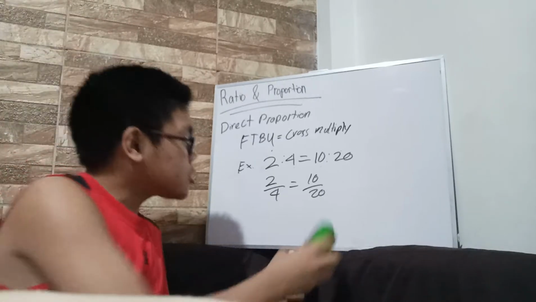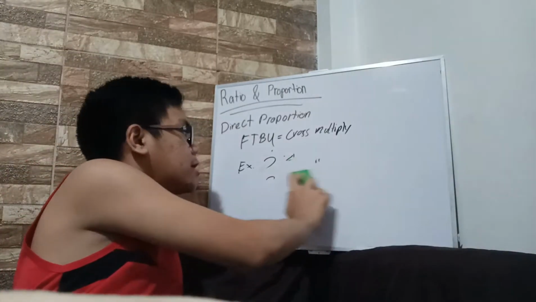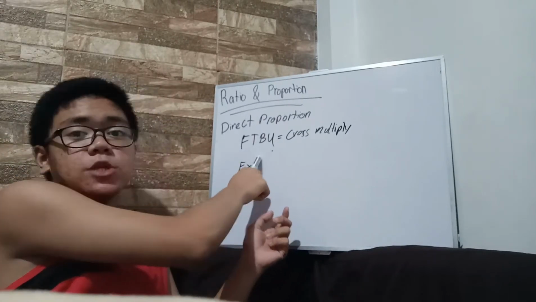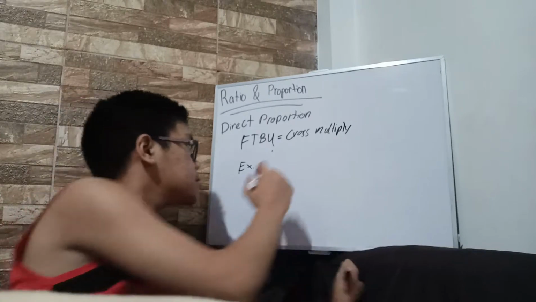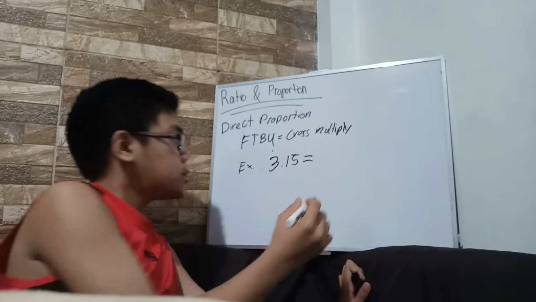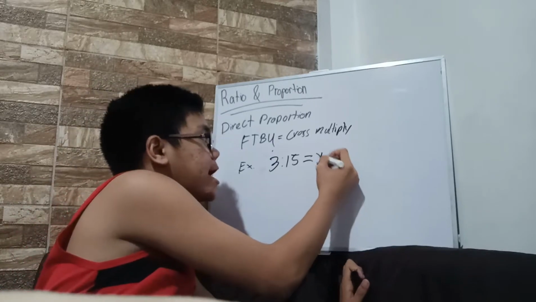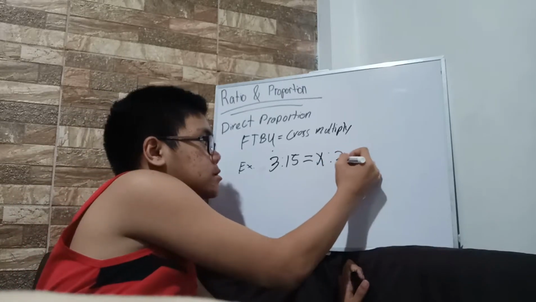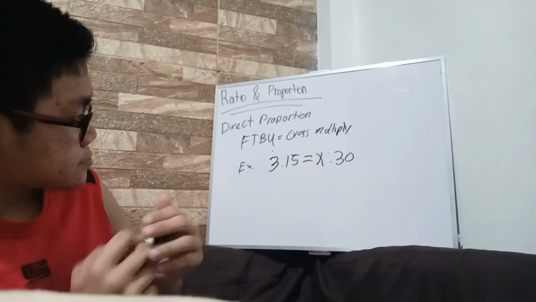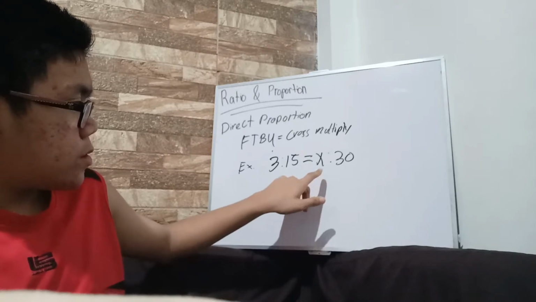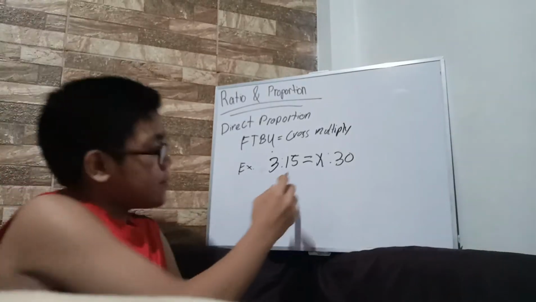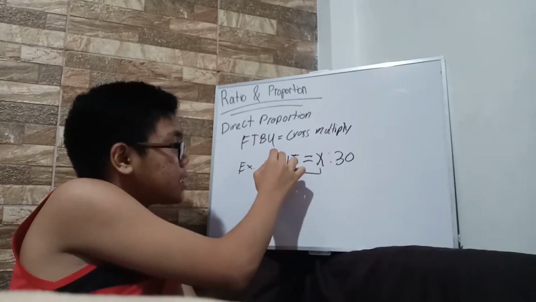Bibigay ulit ako ng another example para mas maintindihan nyo. I-apply naman natin yung formula. Okay, 3 is to 15 is equal to x is to 30. So this is the means, and this is the extremes.